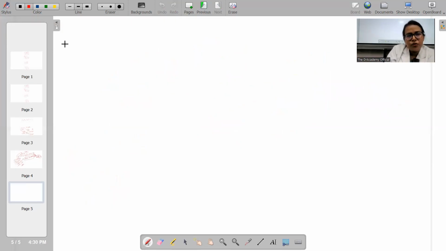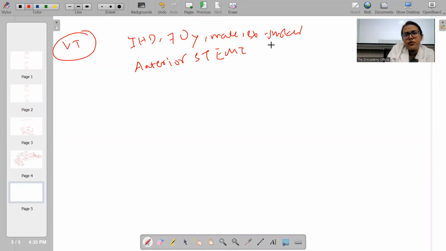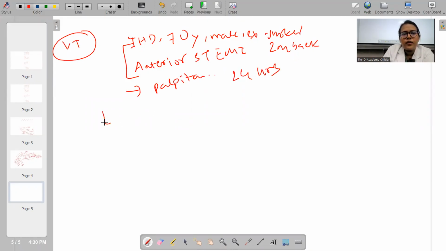Now, if a patient with ventricular tachycardia, imagine, so the patient has ischemic heart disease. I'll give you a scenario: 70 years of age, male, ex-smoker. He had maybe an anterior ST elevated MI 2 months back. Now he has complained of palpitation for the last 2 months, and it became worse over the last 24 hours.